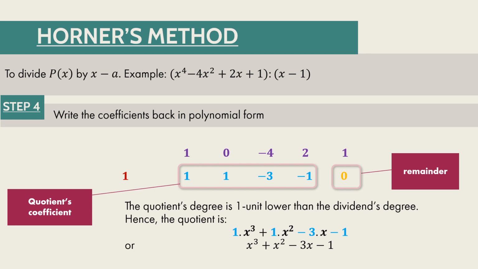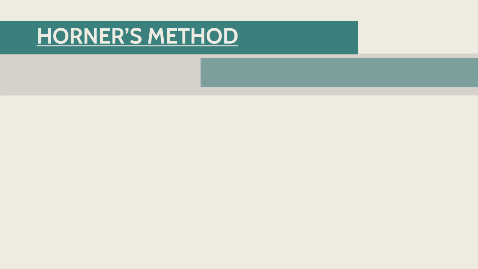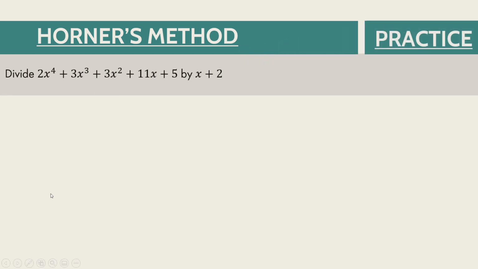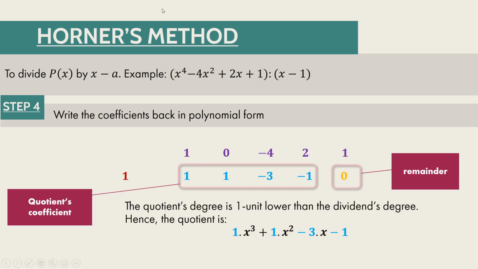Okay, let's consider another example. We divide this by x plus 2. In this case, note that x plus 2 is of the form x minus a. So a in this case is negative 2. Please do not be confused. Don't take a as 2. It should be negative 2, because the form is x minus a.